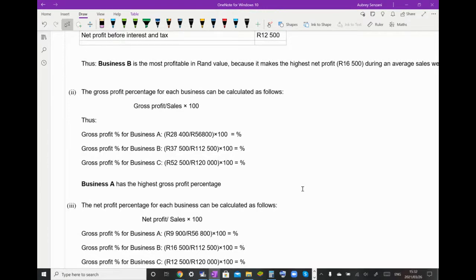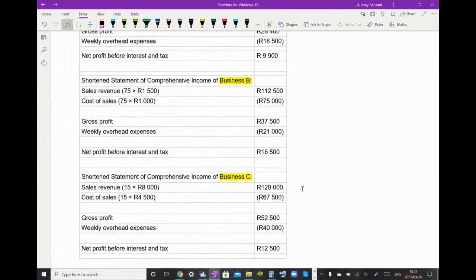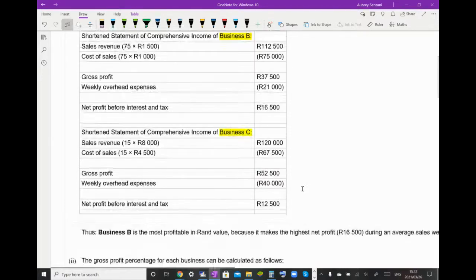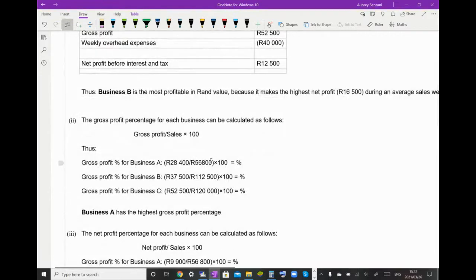What's the formula for gross profit? Somebody tell me. Gross profit, yes. Formula for, no, for gross profit percentage, sorry. Gross profit divided by? Yes, gross profit divided by sales. Okay, so literally here we have included that there.